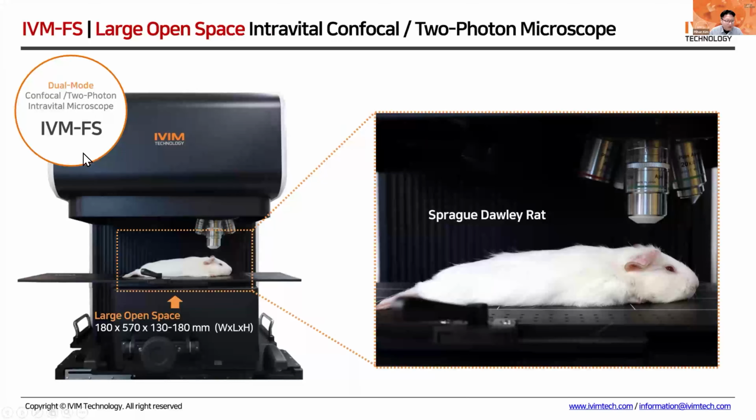All right, and then also, not just a mouse model, by using our newly released large open space model, the FS model, we can deal with larger animals such as this SD rat. Our stage is pretty large, 180 millimeter by 570 millimeter, so we can easily hold larger animals such as rats, even parrots. Under the objective lens, the height is 130 to 180 millimeter. If needed, we can even increase more.